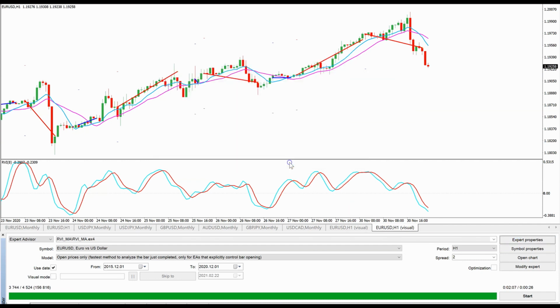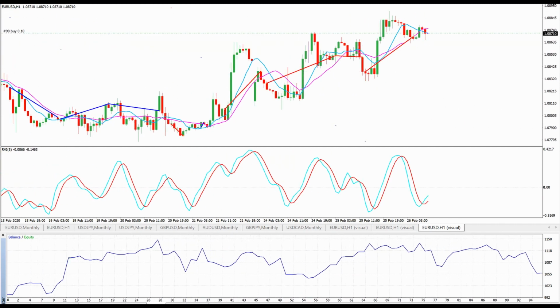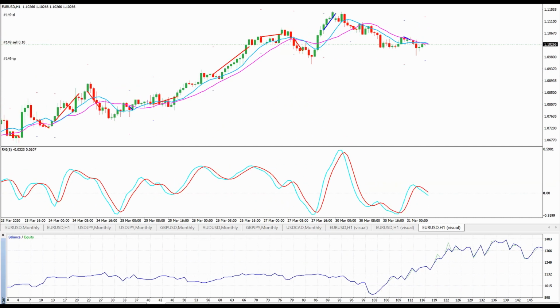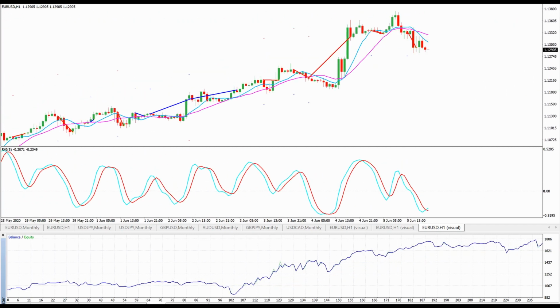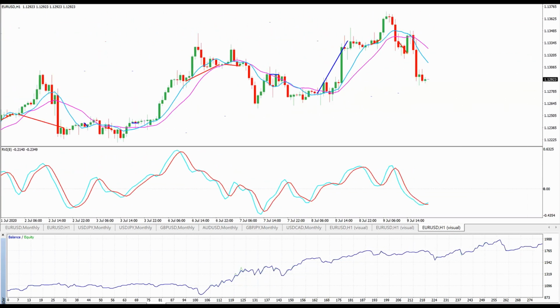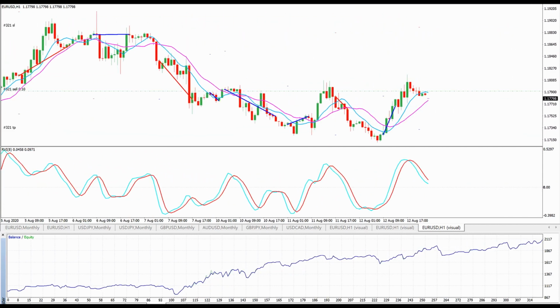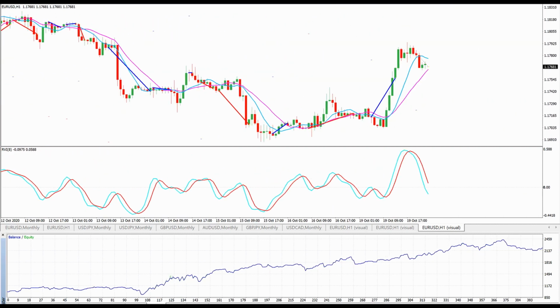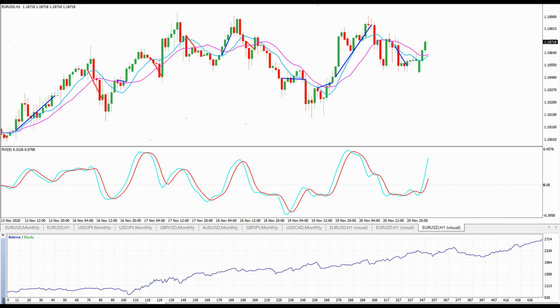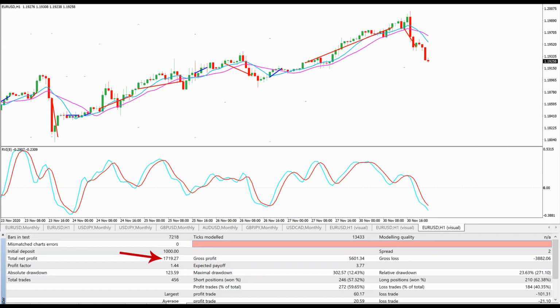These are the optimized values. Now we trade with optimized values for the same time frame. These are the results with the optimized values.